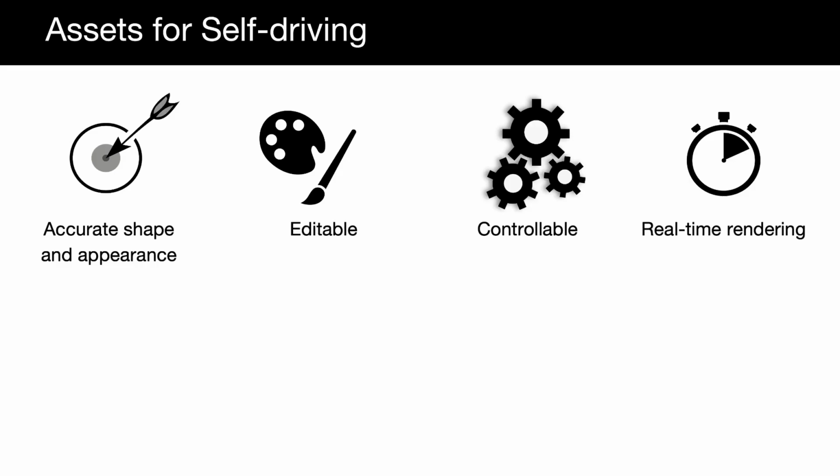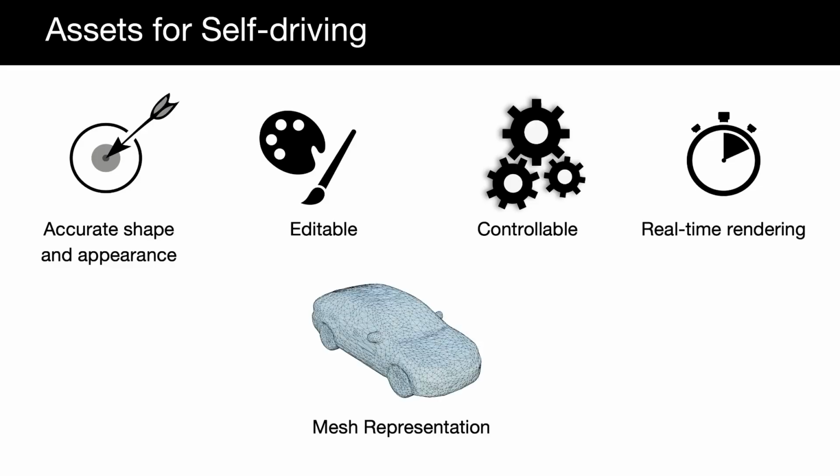To construct assets from sensor data for simulation, they should have accurate shape and appearance, be easily edited to change appearance, be controllable to change shape based on pose, and be rendered efficiently. The mesh representation can achieve all of these properties. Meshes specify precise geometry, have modifiable texture and material properties, can be rigged, and can be rendered in real time by many simulation systems.